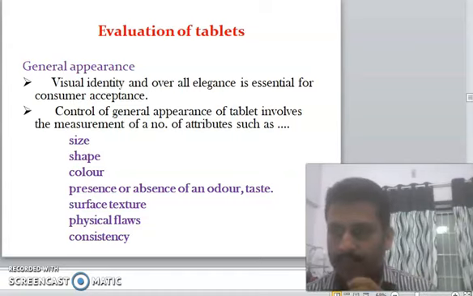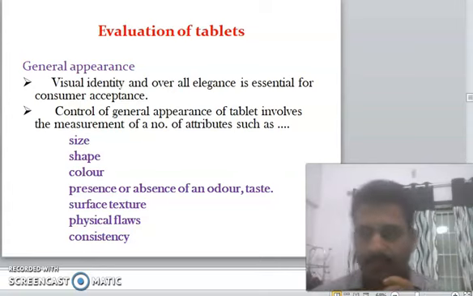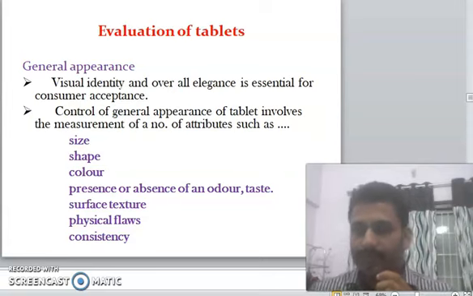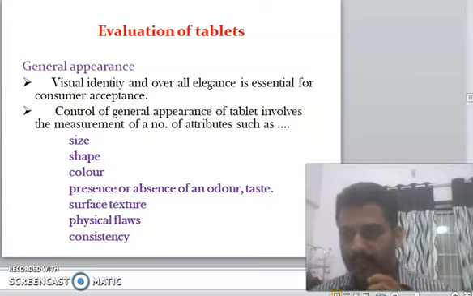Next is the evaluation. They are called the quality control tests for tablets. Why are we conducting evaluation tests or quality control tests for tablets? Because in the tablet manufacturing process, we are preparing a batch of tablets. So we have to make sure that the prepared tablets or dosage form have the desired quality that is specified in the official compendium or in the official books.